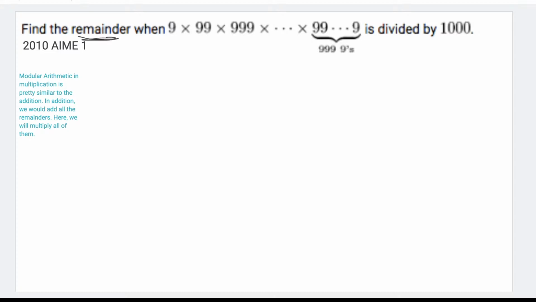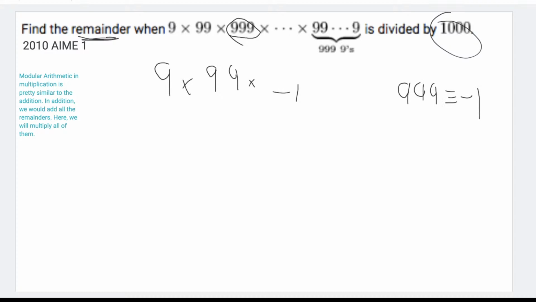So 9 in mod 1000 is just 9, times 99, 99 in mod 1000. And then we notice the other terms after 999. If you add 1 to them, it's always divisible by 1000. That means all of them are just -1 in modular arithmetic. And that's the best part about modular arithmetic. I can use negative numbers here. If you pretend the remainder is 999, that's also equivalent to -1 in mod 1000. So all the numbers, including 999, all the way to the end, will be -1 in mod 1000.